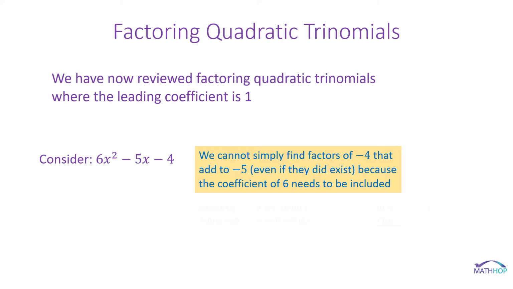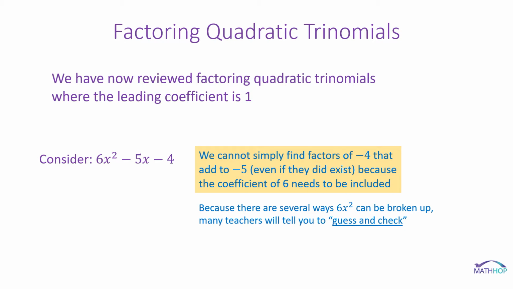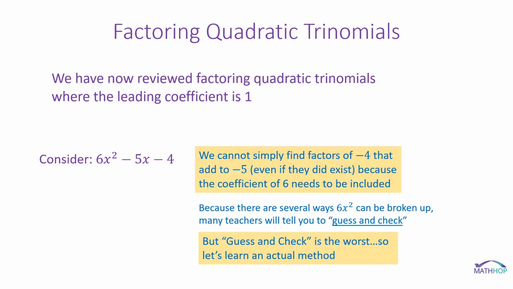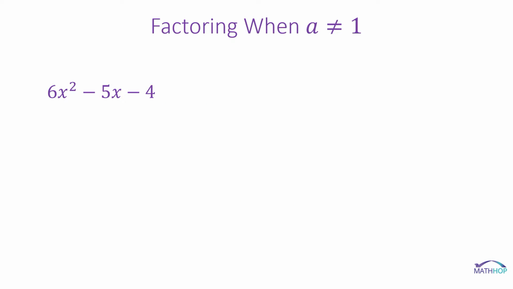So because there are several ways to break up 6x squared, many teachers will tell you just guess and check. Just try factors and test them out and see if they work. Guess and check is literally the worst. So we're not going to do that. We're going to learn a method that will always work. And this is the method when you factor and a is not equal to 1, or you have something other than x squared.